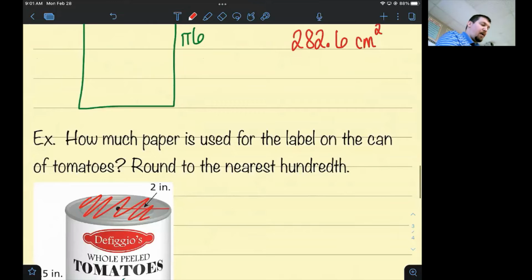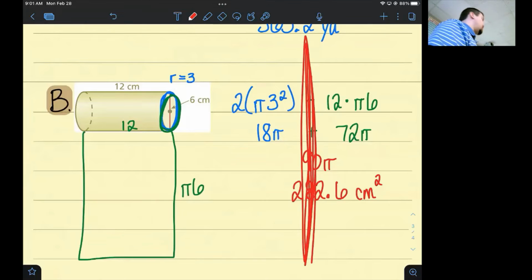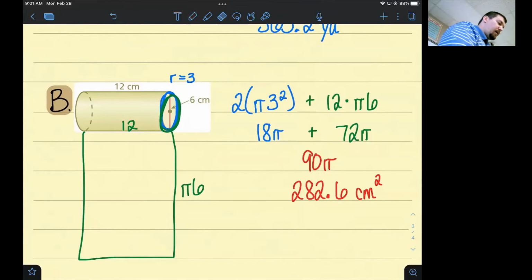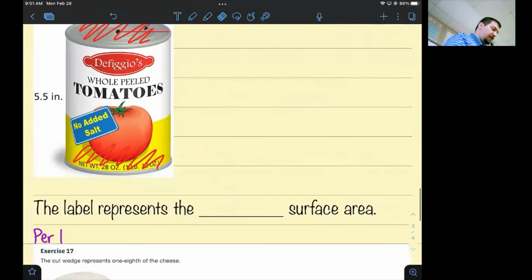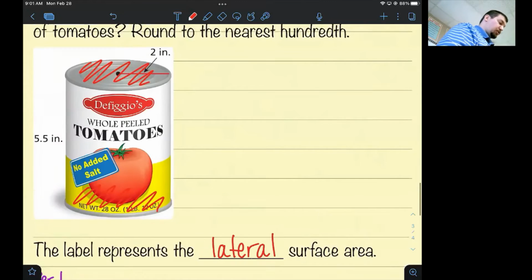So the part of the problem where we just did the 12 times pi times 6, that's all we have to do. All we have to do is find that lateral rectangle, which in the last problem was 72 pi. So this actually cuts our work in half if we are finding lateral area, not the bases. Remember, the label represents the lateral surface area. Lateral area is everything but the two bases. So in a can, they have no paper on the two bases. So we're just going to do the rectangle.